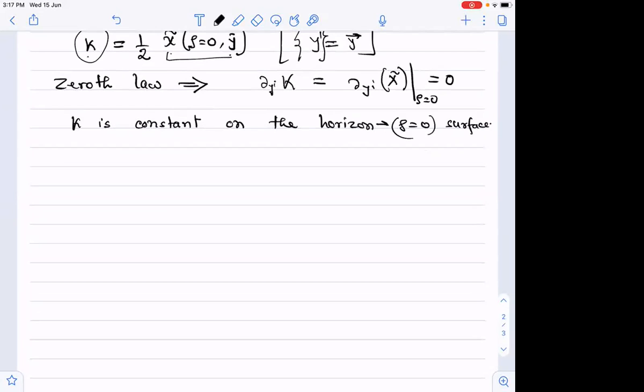Okay, so this is what we mean by zeroth law. Now I'll come to the second part, the motivation. The first motivation, as I said, is already discussed. We should have the zeroth law to have the first law. If the temperature of the black hole is not defined, there's no question of having a first law.